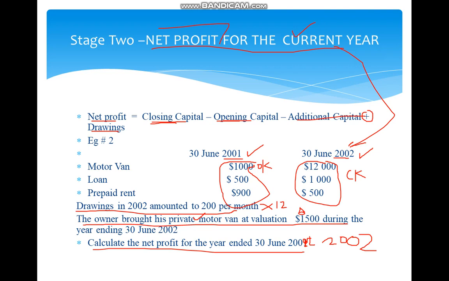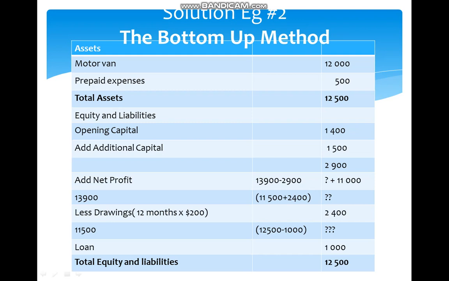Calculate the closing capital from this figure. All right, opening capital from this figure. Additional capital is 1,500. Our drawings is actually 200 times 12. Thank you. I think you are almost there. Let me show you the answer that I've prepared for you. Let's use the information that I've presented here in a systematic way.